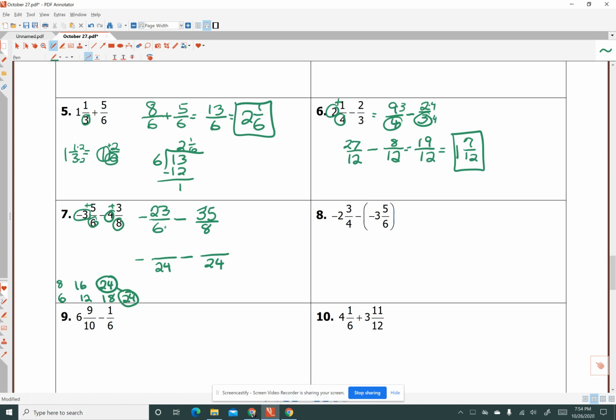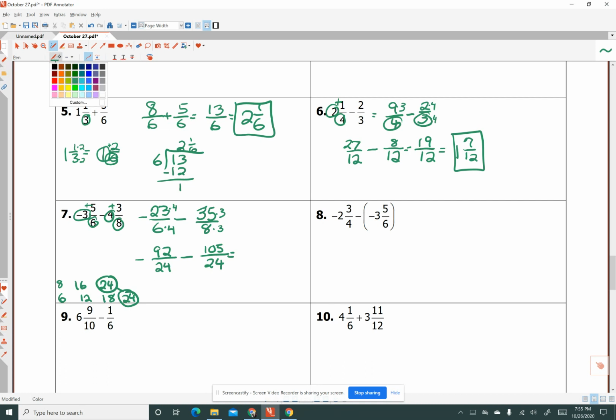So 6 times 4 is 24. 23 times 4 is 92. So 8 times 3 is 24, and 35 times 3 is 105.